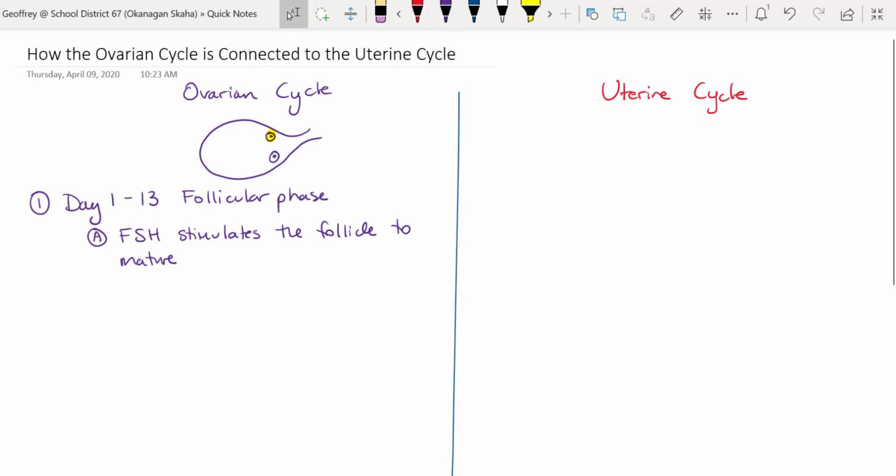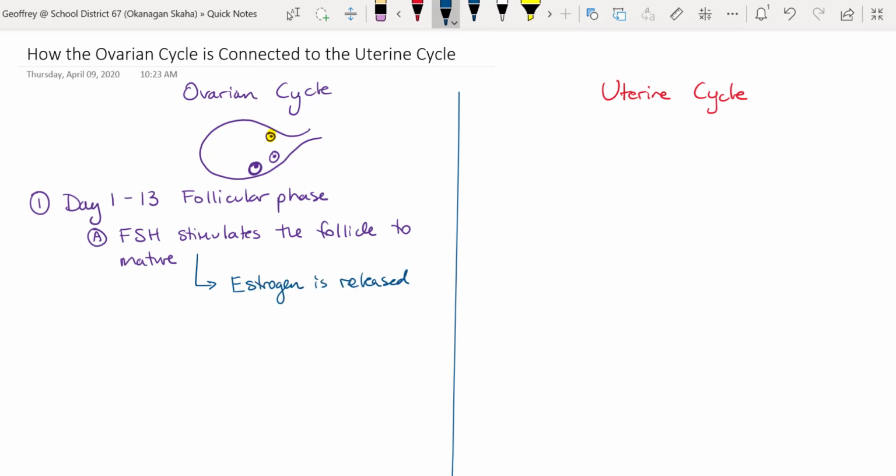bigger follicle, and we get more granulosa cells. Remember, this is a primary oocyte, and then it turns into a Graafian follicle, which is just more developed. It's also producing more and more estrogen. FSH stimulates the follicle to mature, and then estrogen is released.